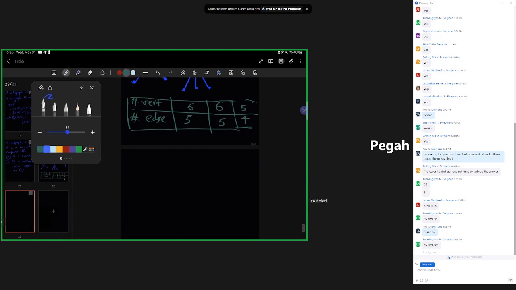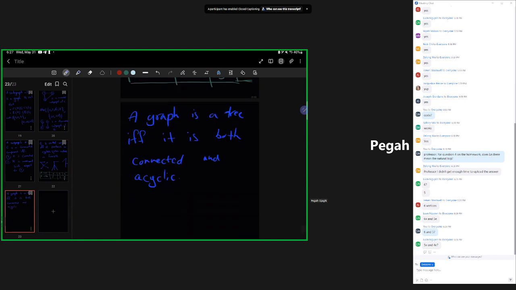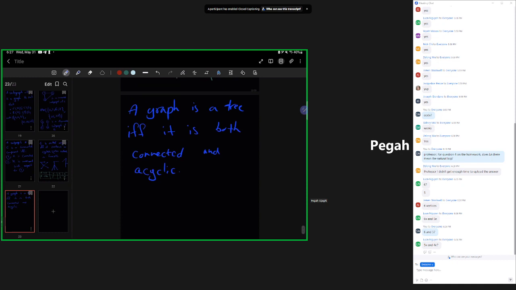But let's go back to the last definition here. A graph is a tree if and only if it is both connected and there is no cycle. So this is going to be the definition of a tree. We talk about what a tree is. So it's connected, but there is no cycle there. So we explain all of these things about graphs.